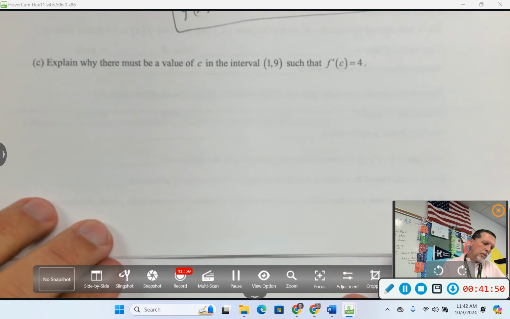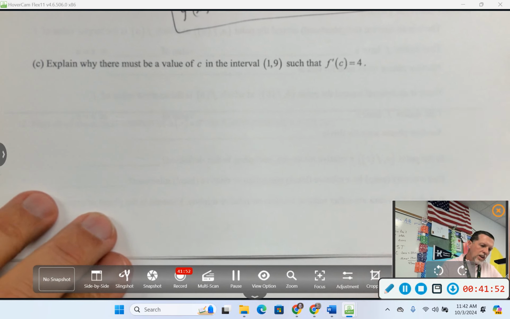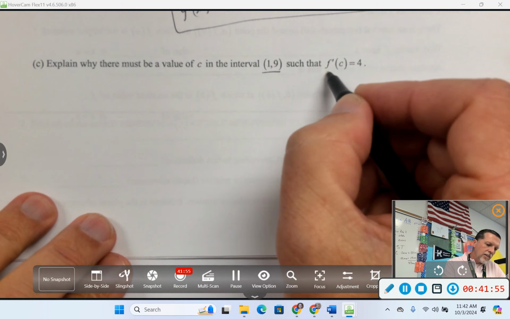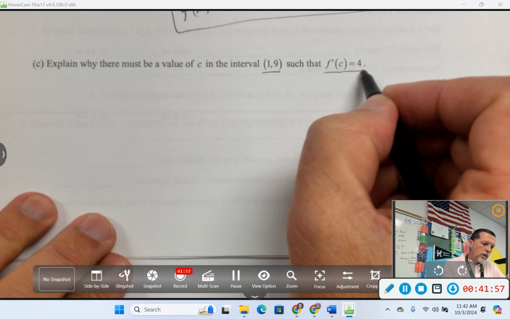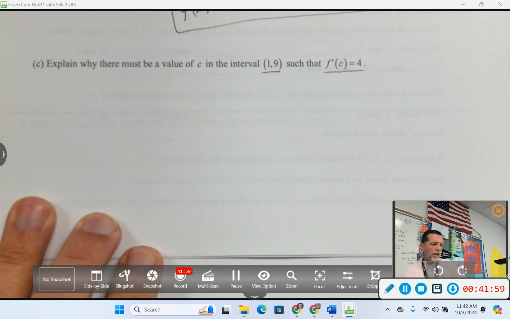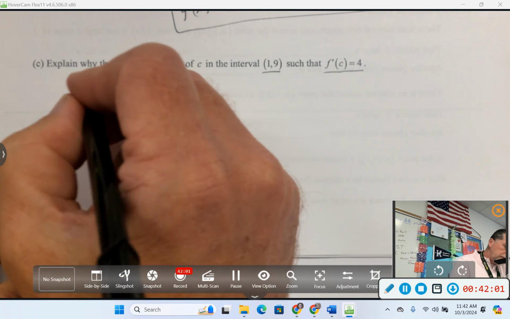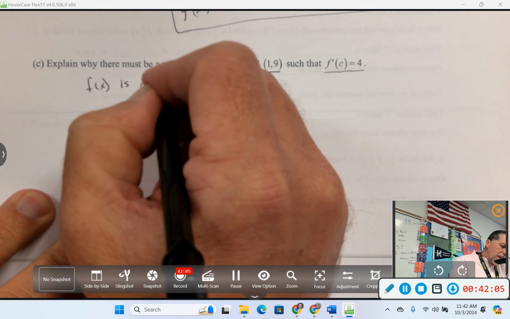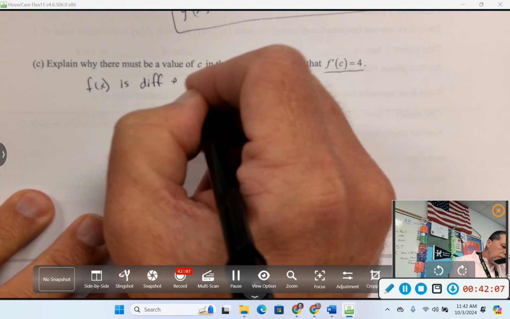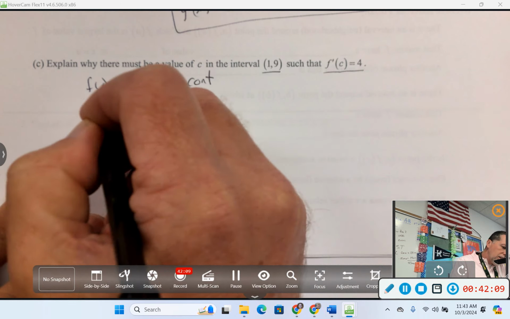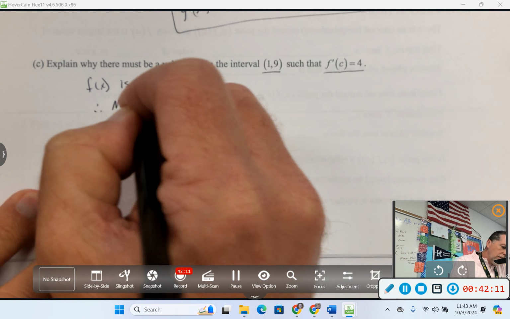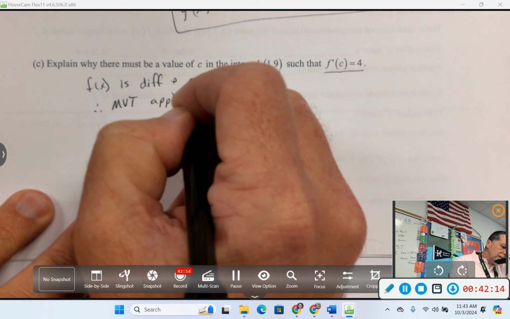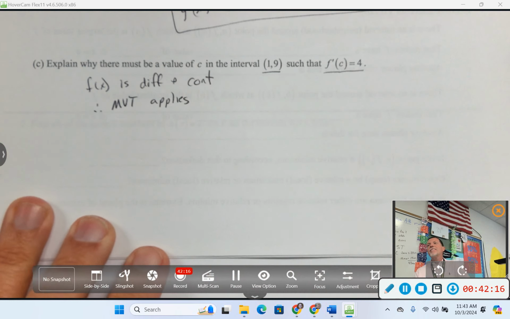All right, last one. Explain why there must be a value of C on the interval 1 to 9 such that f prime is equal to 4. This looks a whole lot like the problem we just did, although there is a twist coming. F of x is differentiable and continuous, therefore MVT applies. We have to say that. If we're going to use MVT, we got to check mark the two boxes. It's differentiable, it's continuous.